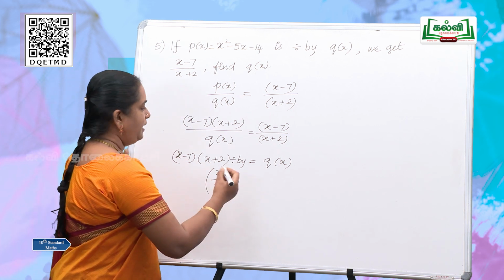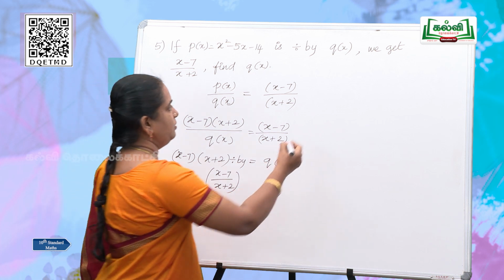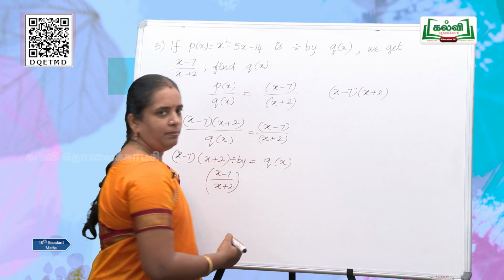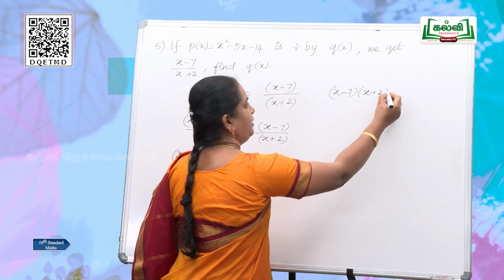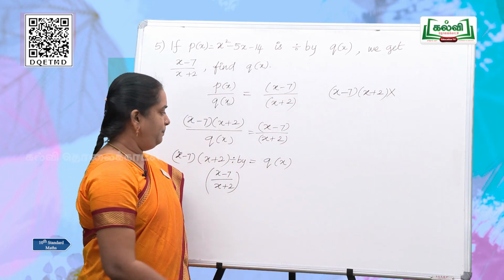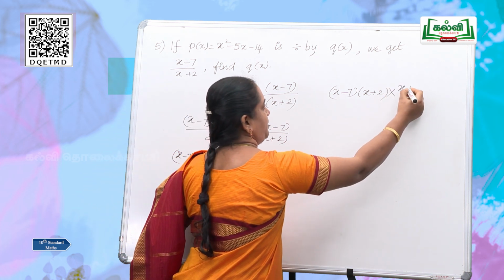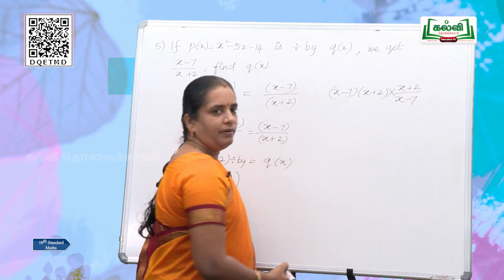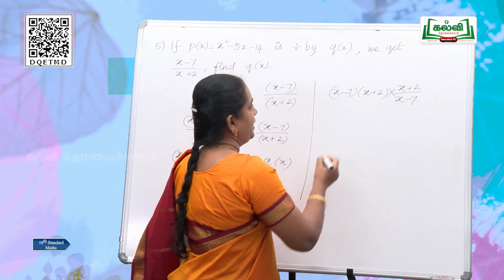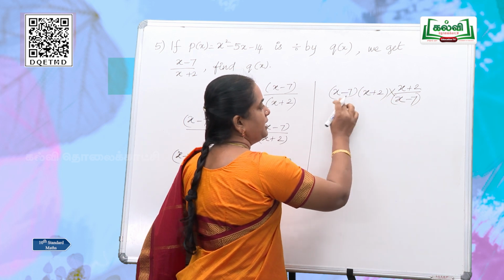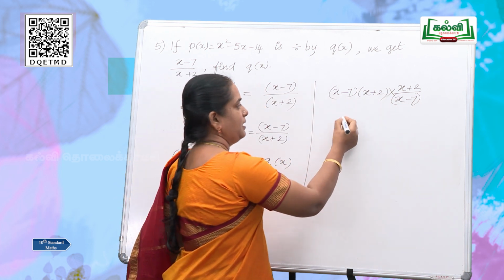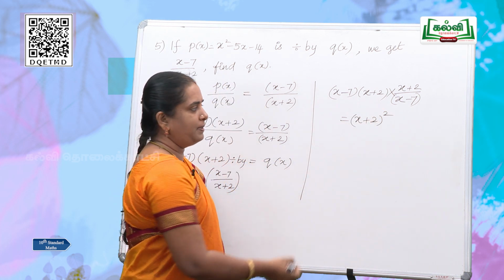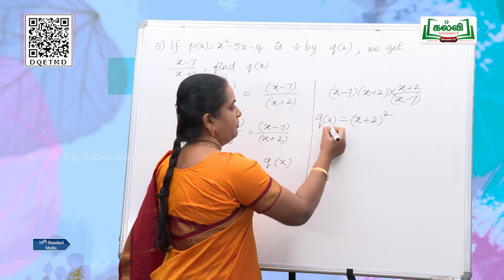So, let us have x minus 7 into x plus 2, divided by, which means we are going to convert into multiplied by the reciprocal of this, x plus 2 by x minus 7. This is our q of x. So, we can cancel these two and we get the answer as x plus 2 into x plus 2, which is x plus 2 the whole square, the q of x which we need.